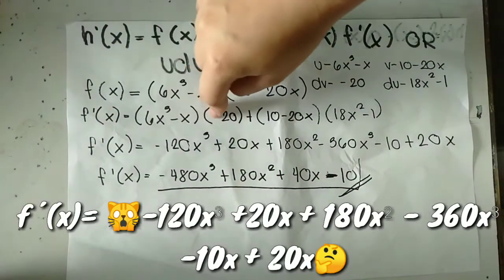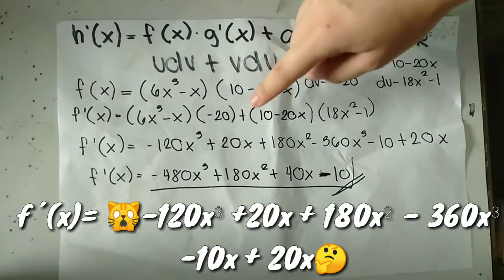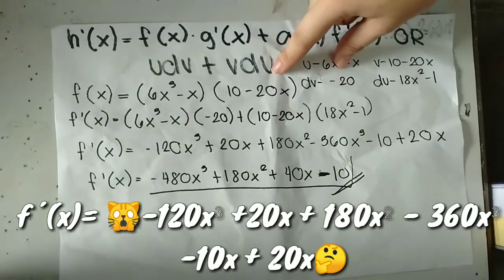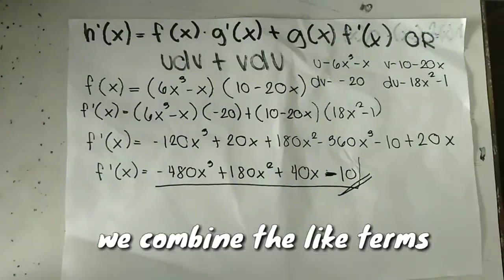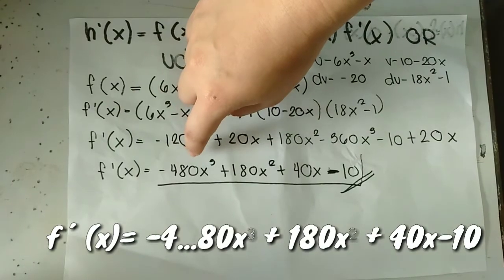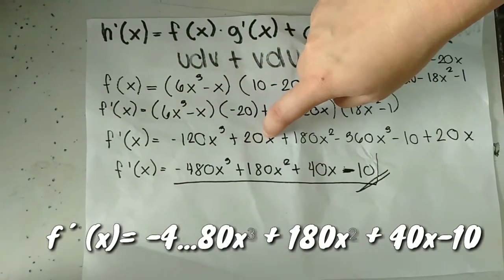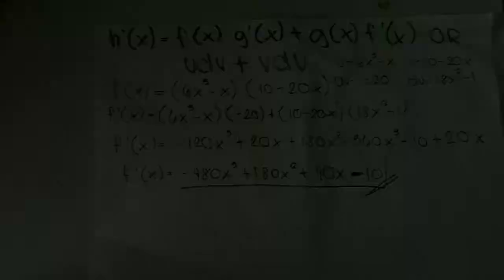Negative 20x cubed plus 20x plus 180x squared minus 30x cubed minus 10 plus 20x. We combine the like terms and that gives us negative 480x cubed plus 180x squared plus 40x minus 10.